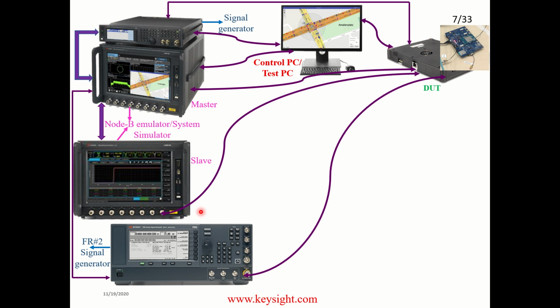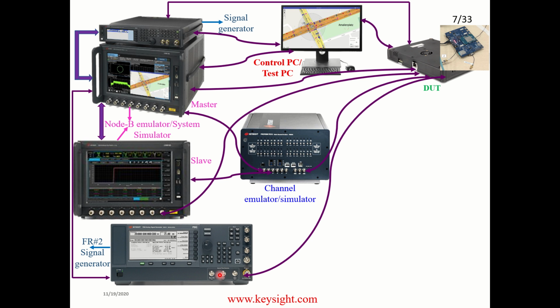The other one is the signal generator. This signal generator may not be applicable beyond certain frequencies, so we have to use additional signal generators, for example an FR2 signal generator. In some test cases, you have to send an interference signal to the UE at certain frequencies and then check the performance of the UE, or device, or Node B, whatever it may be. In that case, you send these interference waveforms from this signal generator.